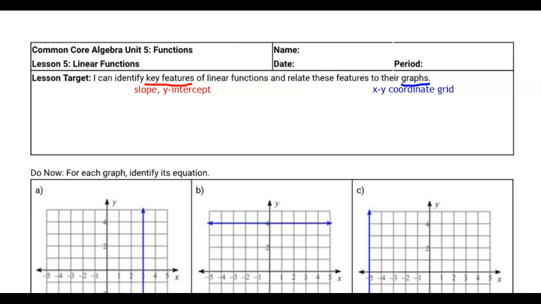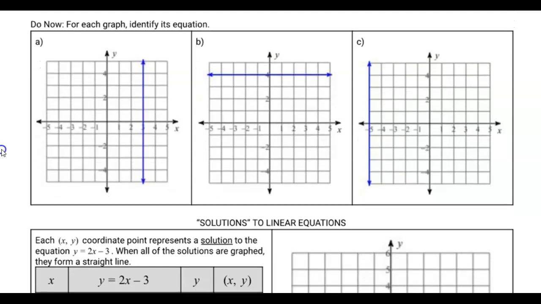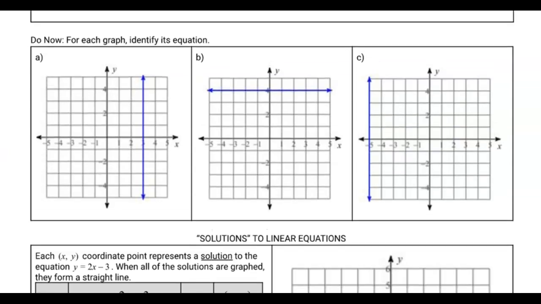All right, the do now is based on the lesson from before, the fourth lesson, which was about horizontal and vertical lines. For each graph, identify the equation. And as a quick reminder, you might want to write down on your paper that mnemonic device that we use, which is VUX-HOI. I'm going to write it here. This will be useful to you. All right, pause the video, try this one out, and then see if you got it right.